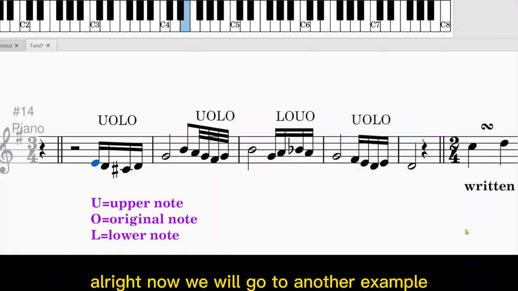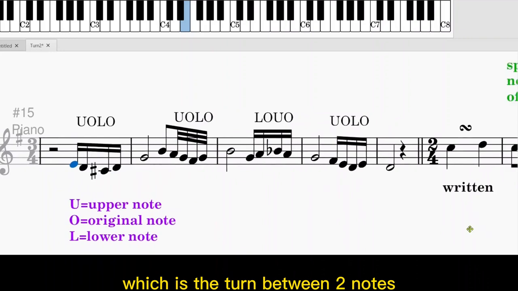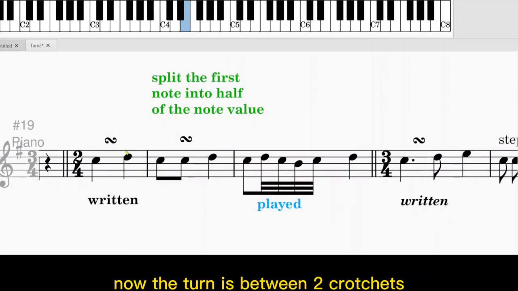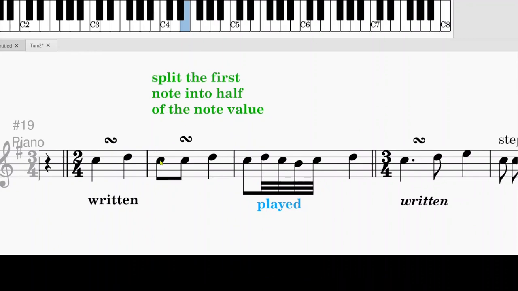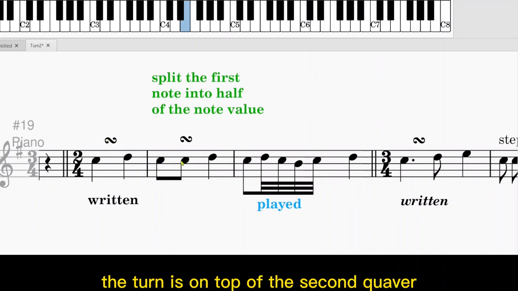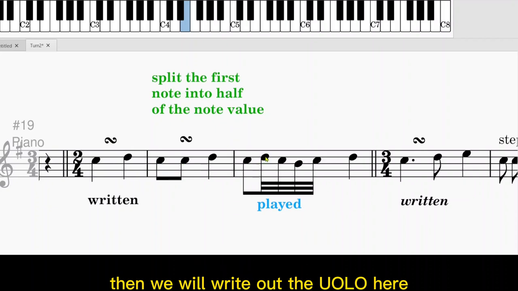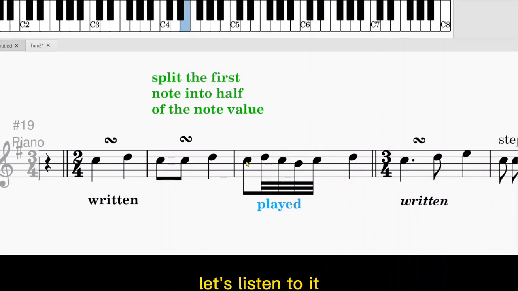All right. Now we will go to another example, which is the turn between 2 notes. Now the turn is between 2 crotchets. Our first step is to split the first note into half of the note value. That is, split the crotchet into 2 quavers and assume the turn is on top of the second quaver. Then we will write out the UOLO here, and the note values combined together equals to 1 quaver. Let's listen to it.